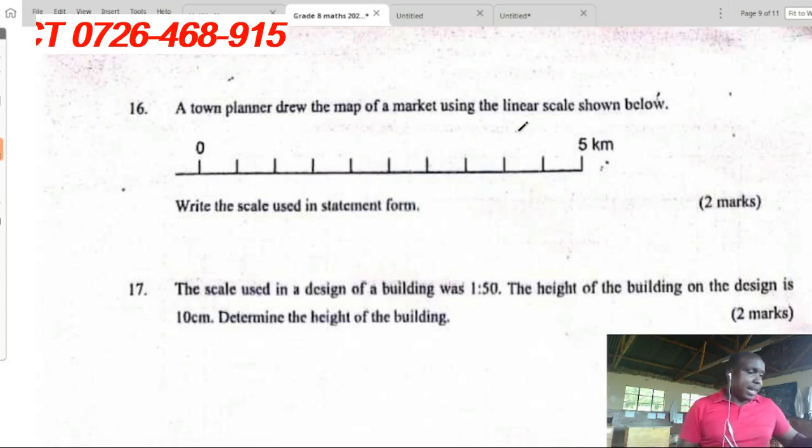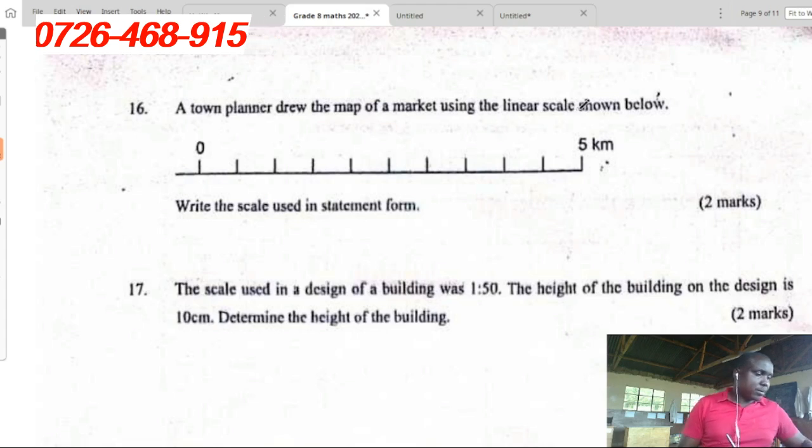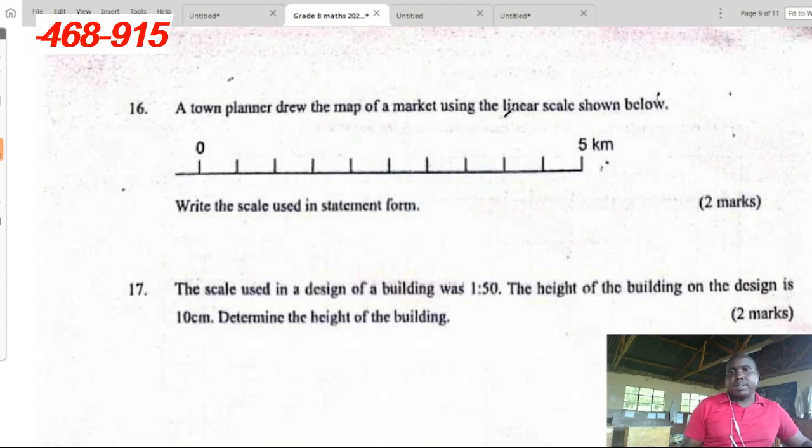A town planner drew a map on a market using the linear scale shown, 0 to 5 kilometers. Write the scale used in statement form. Statement form, you can see here, from here up to here is 1 centimeter. So how many are there?